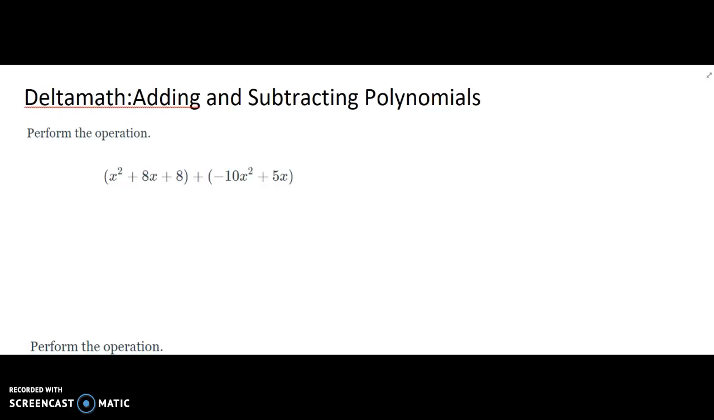Hello guys, today we're going to be doing Deltamath, adding and subtracting polynomials. So let's go ahead and complete some examples from Deltamath.